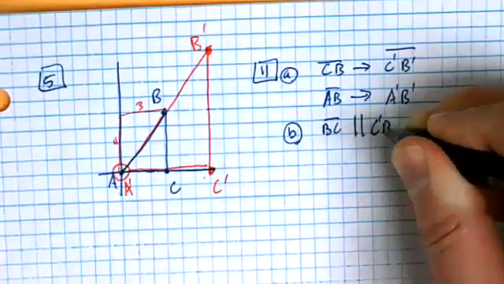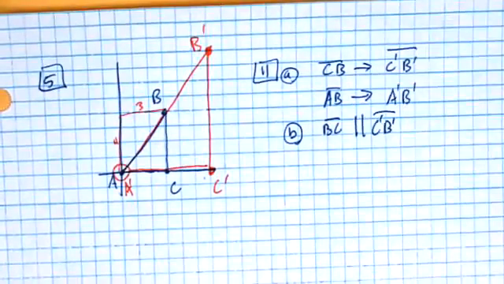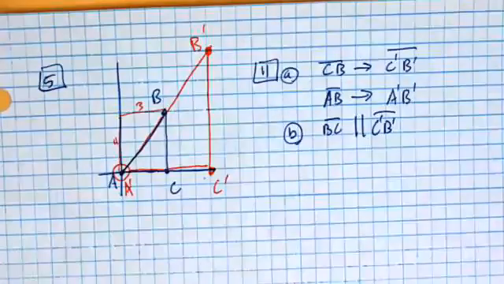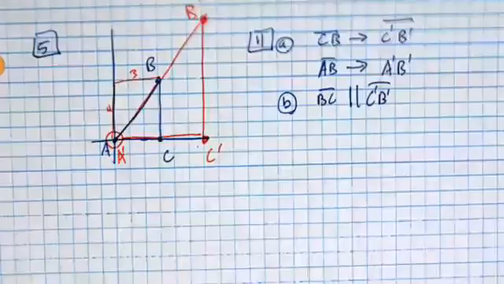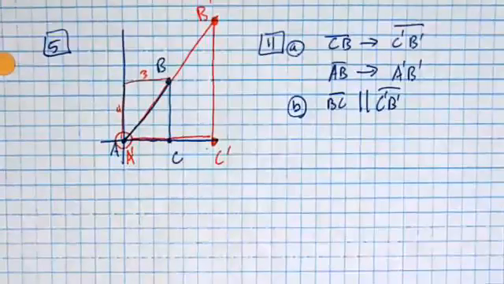So BC and B prime, C prime. Oops, I'm calling it C prime, B prime apparently, because I flipped them. That's the same thing. They are parallel to each other. This is not the number 11. That's a symbol for parallel.